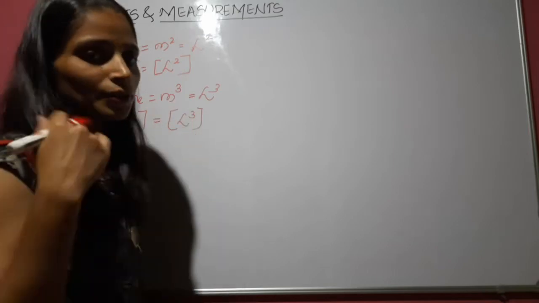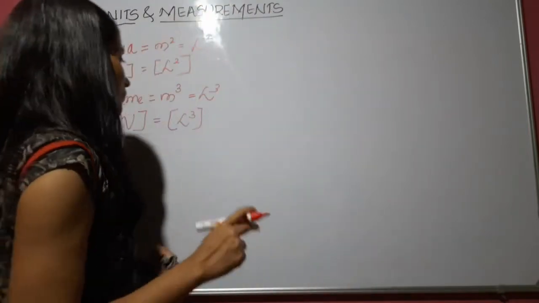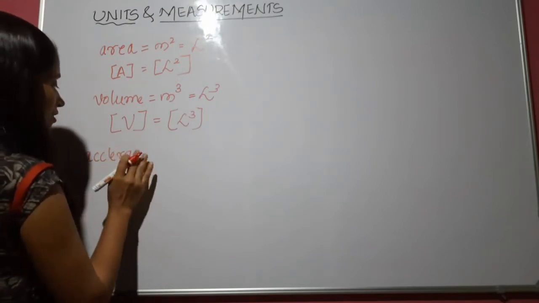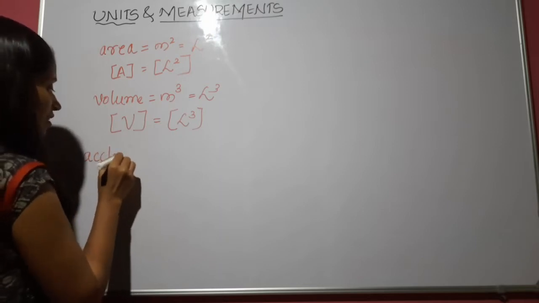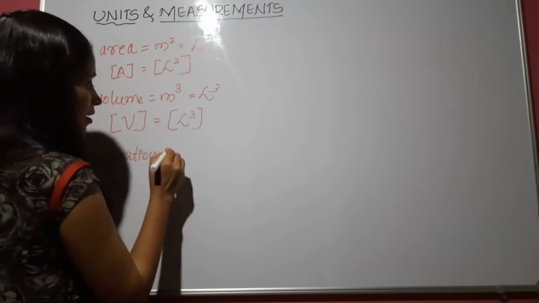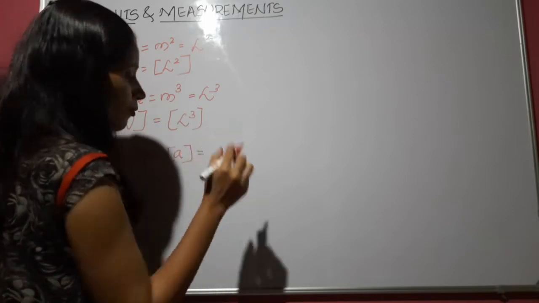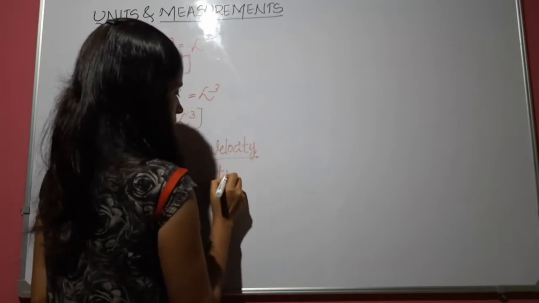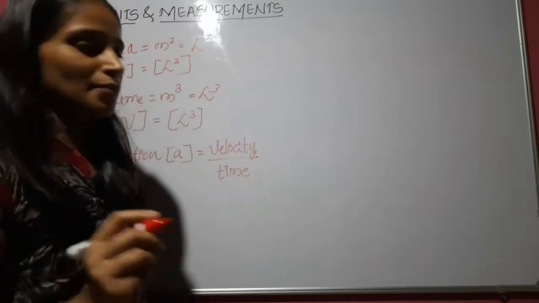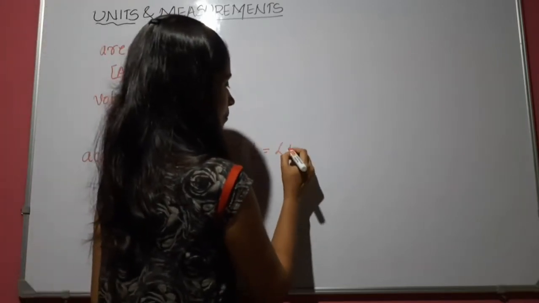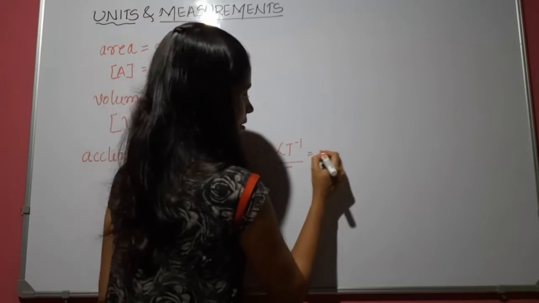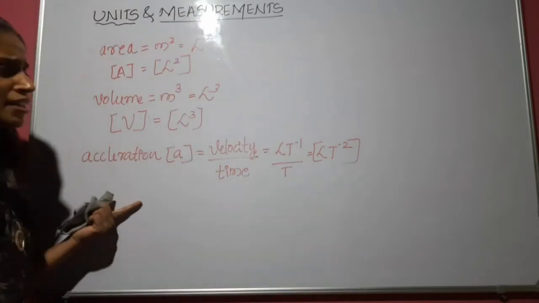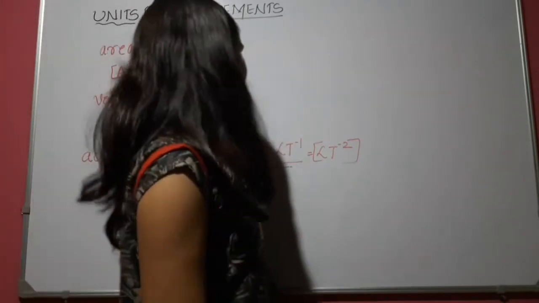So velocity you know, L T power minus 1. Next, acceleration, A. What is it? Acceleration is the rate of change of velocity. So velocity by time. The velocity dimension is L T power minus 1, divided by T. So L T power minus 2. So the dimension of acceleration is L T power minus 2.